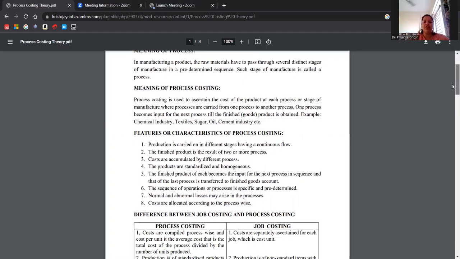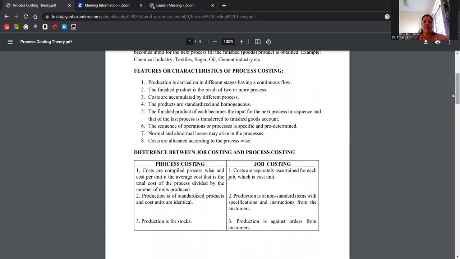So what are the different features or characteristics of process costing? Production is carried on in different stages, having a continuous flow. The finished product is the result of two or more processes. Costs are accumulated by different processes. The products are standardized and homogeneous in nature. The finished product of each process becomes the input for the next process in sequence, and that of the last process is transferred to the finished goods account. The sequence of operations or processes is specific and predetermined.